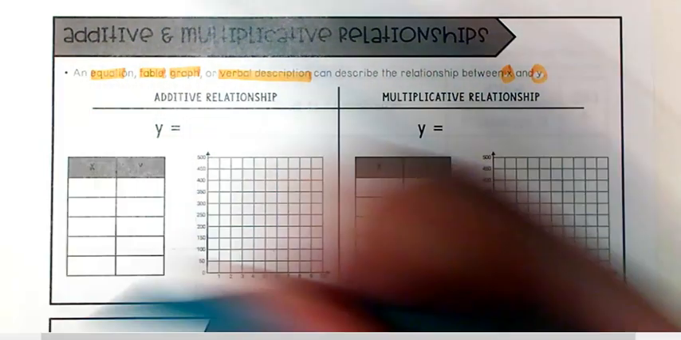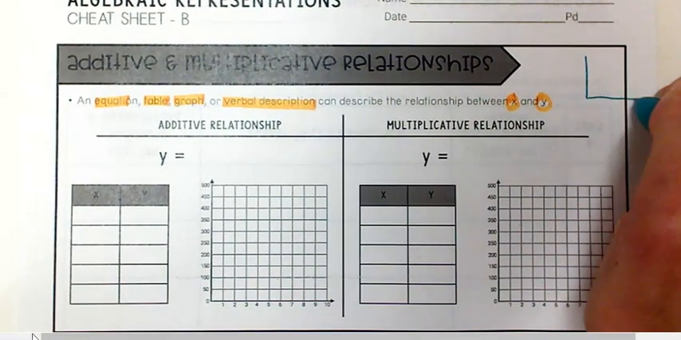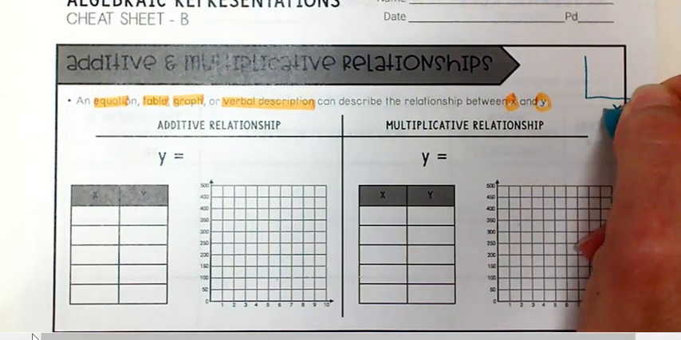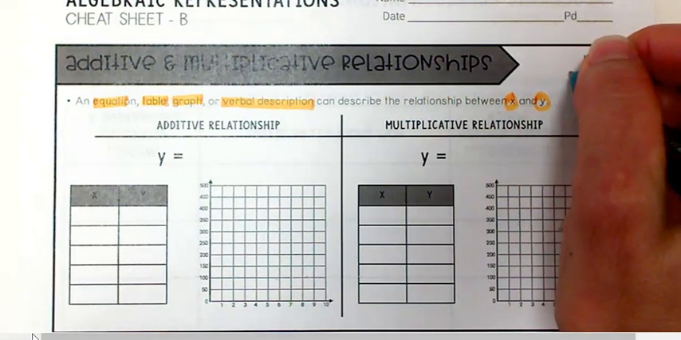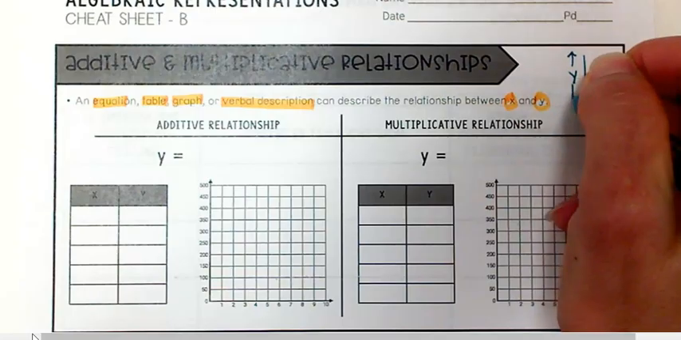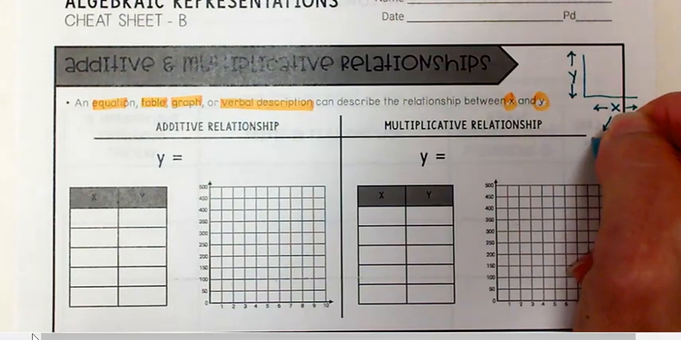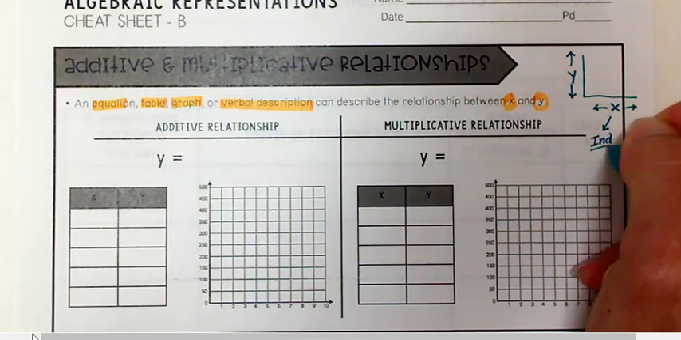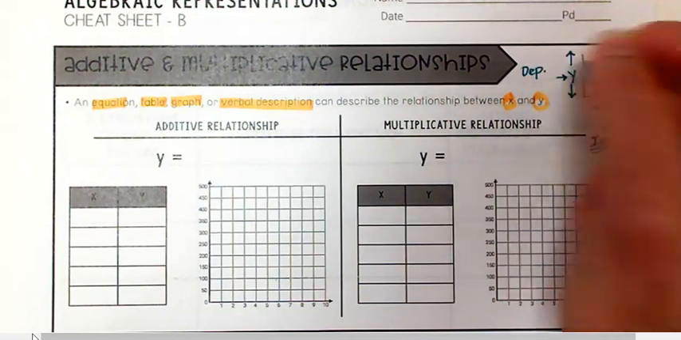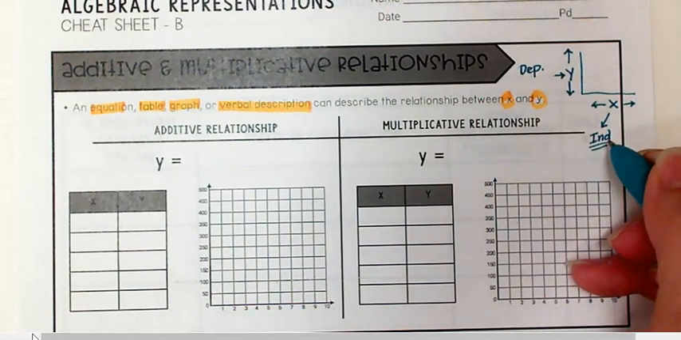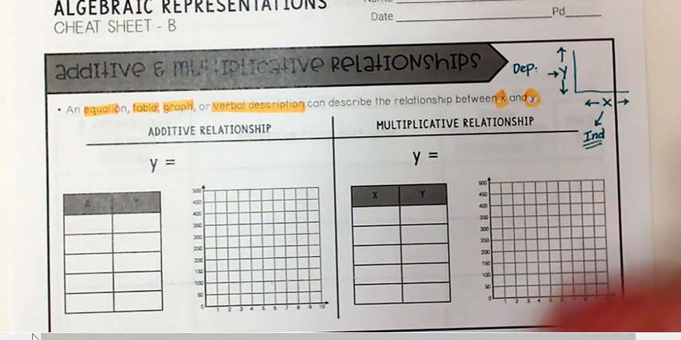Now, let me remind you that on a graph, x values are down at the bottom on the horizontal axis, horizontal, side to side. Y values are on the vertical axis, or go up and down, okay? X values are usually called the independent variable, and Y values are usually the dependent variable. Independent variable means that this is the number that's going to determine the value of this other number.